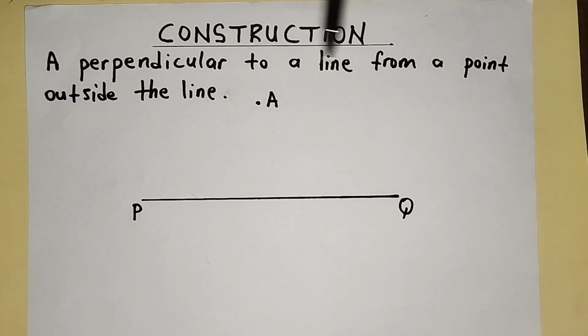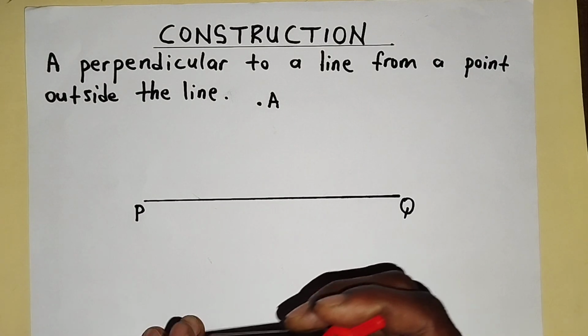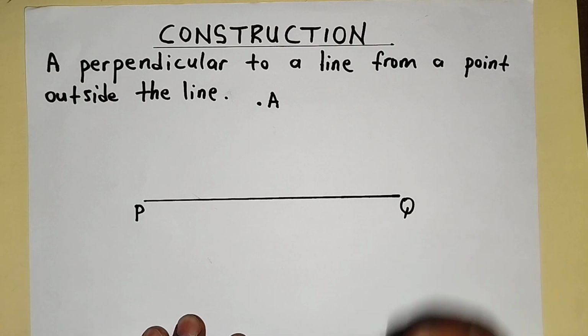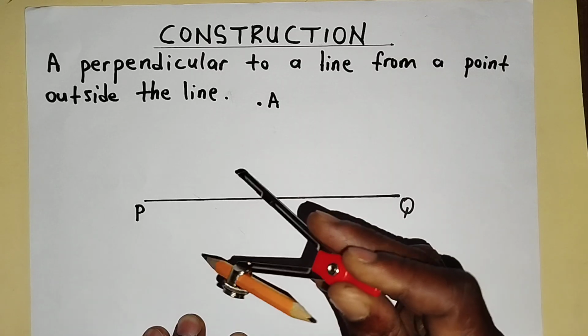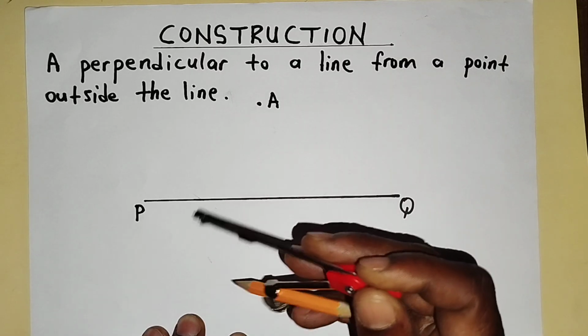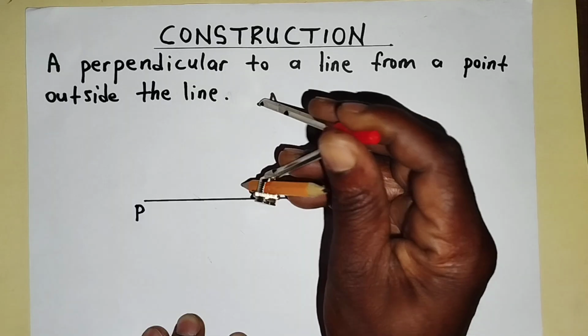So a perpendicular to a line, the line being referred to here, and the point outside the line is this A. So I want to draw a perpendicular from point A to the line PQ. For you to draw a perpendicular from a point outside the line to a given line PQ, in this case, I'm using my point A as the point outside the line.